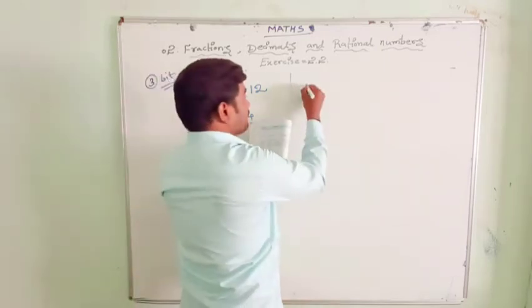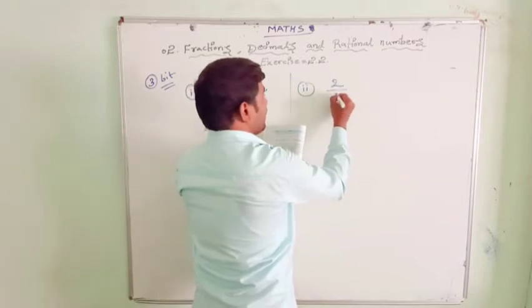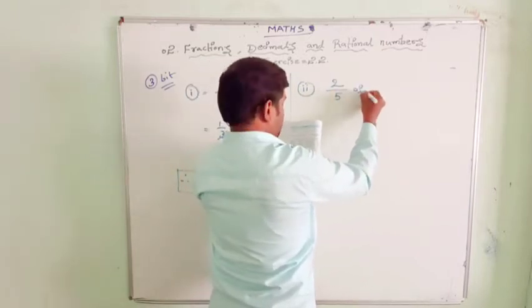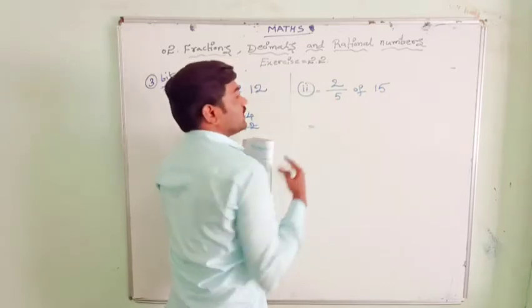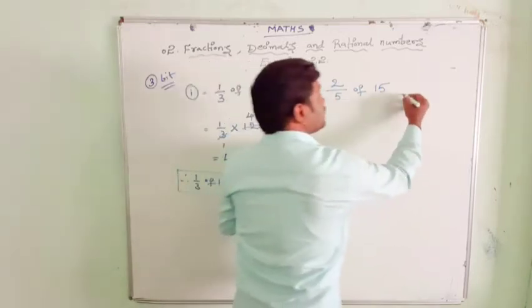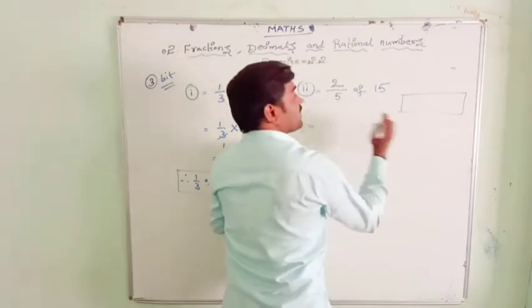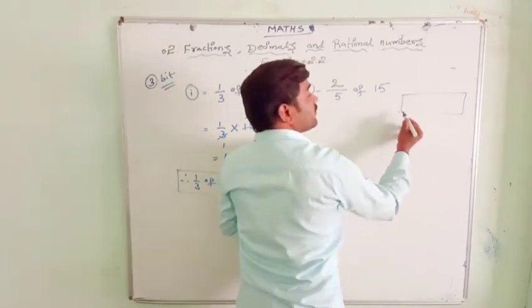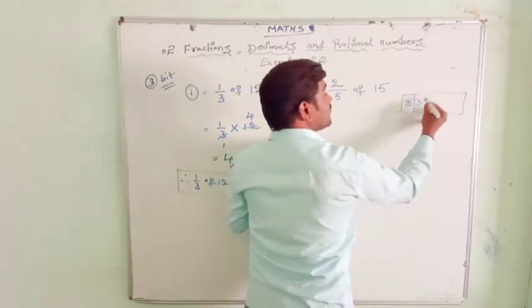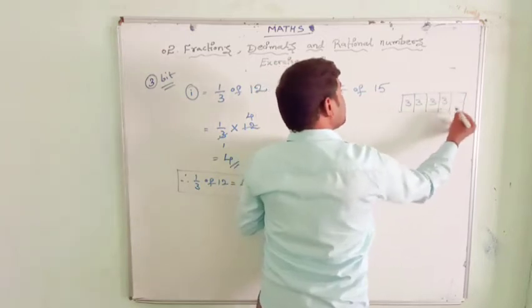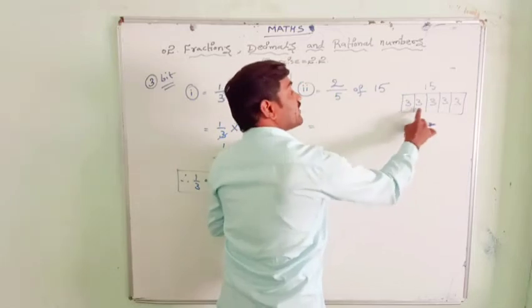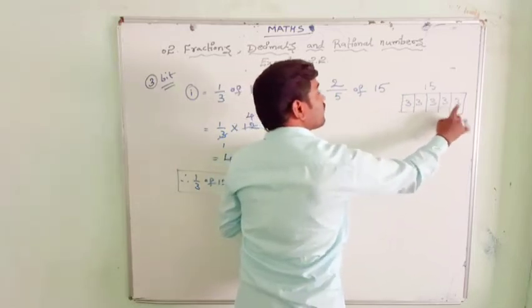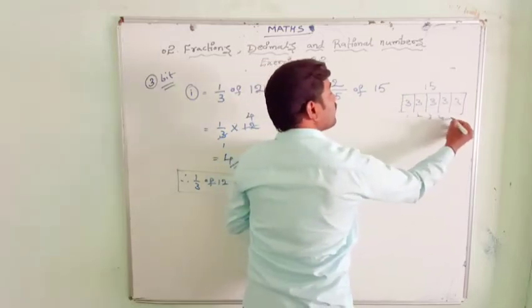So the second one, 2 by 5 of 15. Okay, 2 by 5 of 15. That means you divide this 15 into 5 equal parts. So 15 divided into 5 equal parts is 3, 3, 3, 3 and 3. See, this is the total 15. This total 15 I divided into the 5 equal parts. 1, 2, 3, 4, 5.